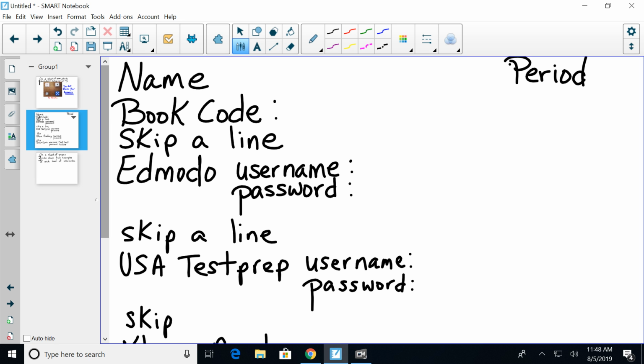Once you've written book code, you're going to skip a line. Then you're going to write Edmodo, then username and password. If you already have an Edmodo account and you know your username and password, go ahead and fill it in. If you have to create one, when you create it, that's where you will record your information. People tend to forget what it is. Now, your code to join your class, I'm going to put in blue, and you can write it beside the right margin.